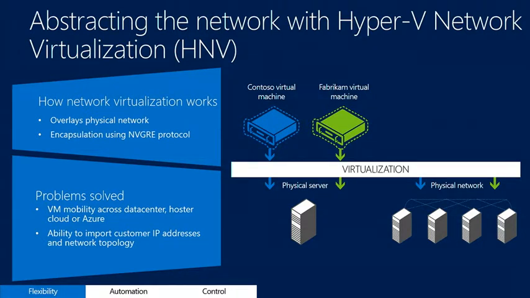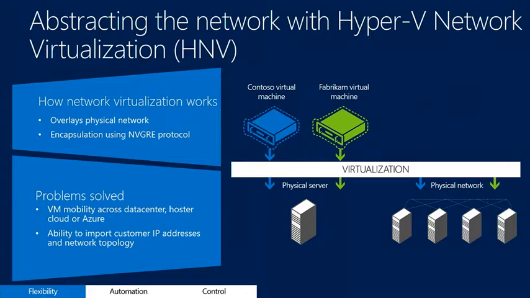Essentially, it's about you as a customer being able to bring your own IP addresses to the cloud without conflicts. Essentially what we have in network virtualization is what we call a customer address, which is the address that you have for your virtual machines, and a provider address. I'll talk about that in the next slide. But in this scenario, you can see a Contoso virtual machine and a Fabrikam virtual machine that we've moved up into the cloud.